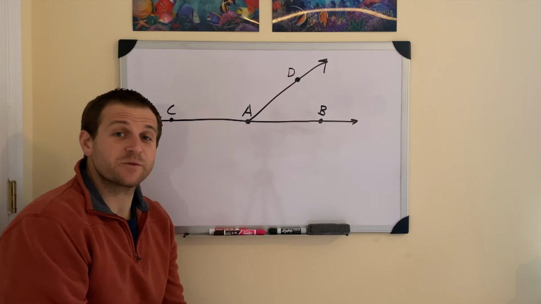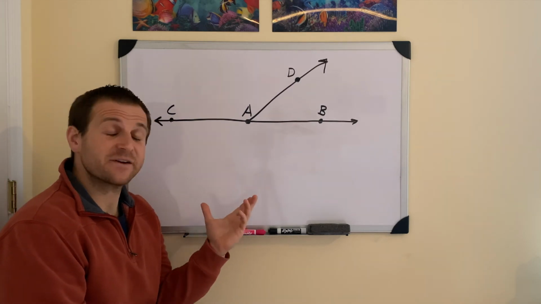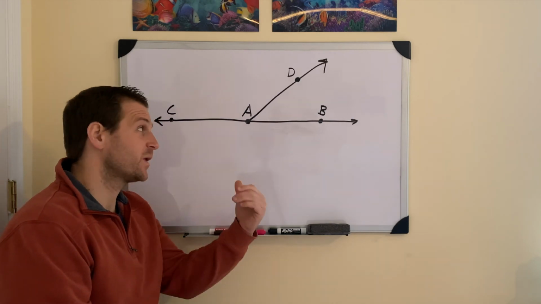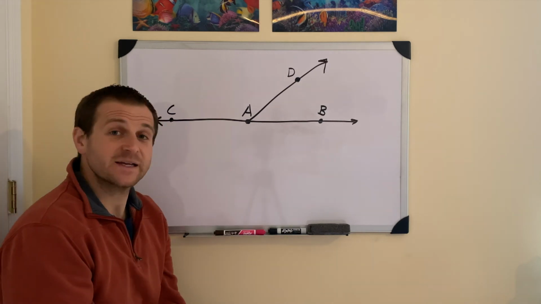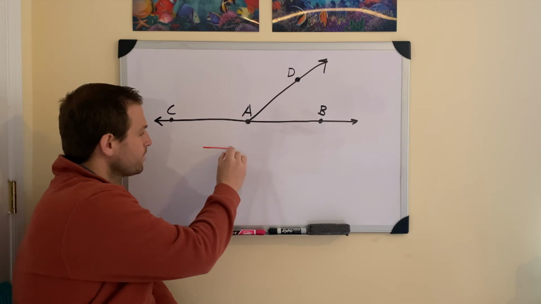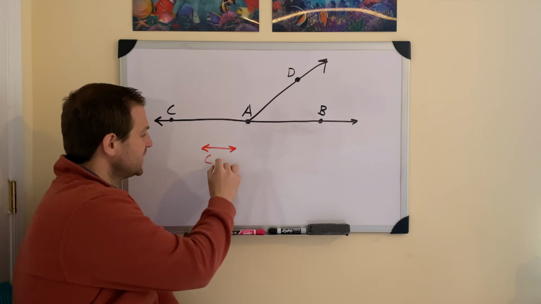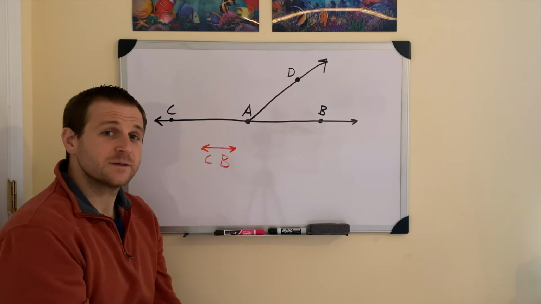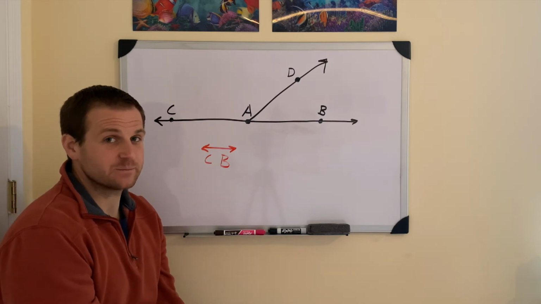If you're following along with me so far, we're going to make this part a little bit interactive. So I'm going to ask you to identify certain things, and then I want you to be able to identify it on your own, and then I'll give you the answer up here. So the first thing I want us to identify is line CB. So look up here, trace it with your finger. Where is line CB?